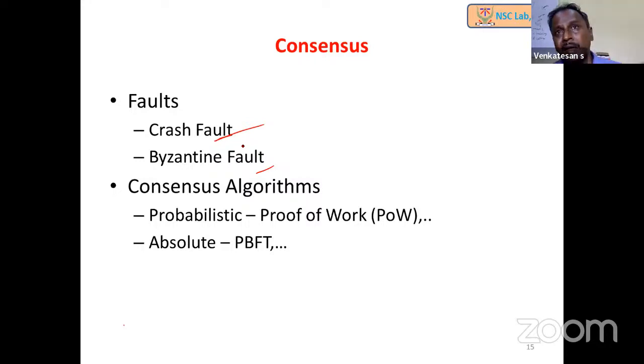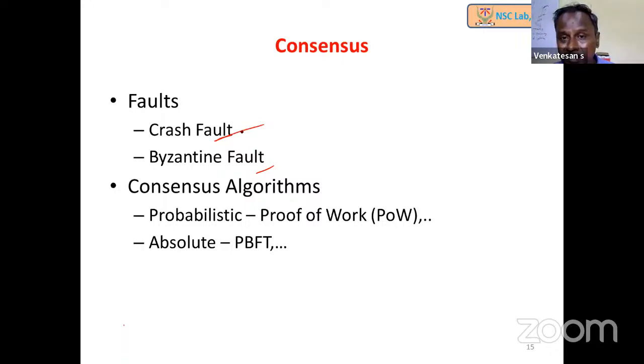So there are consensus protocols considering the crash fault as well as the Byzantine fault. For example, the Raft protocol is based on the crash fault because there will be a leader, and the leader tells all the followers that this is the one we have to follow, and they all accept. But in the case of Byzantine fault, that won't be applicable because there is a possibility of malicious users.